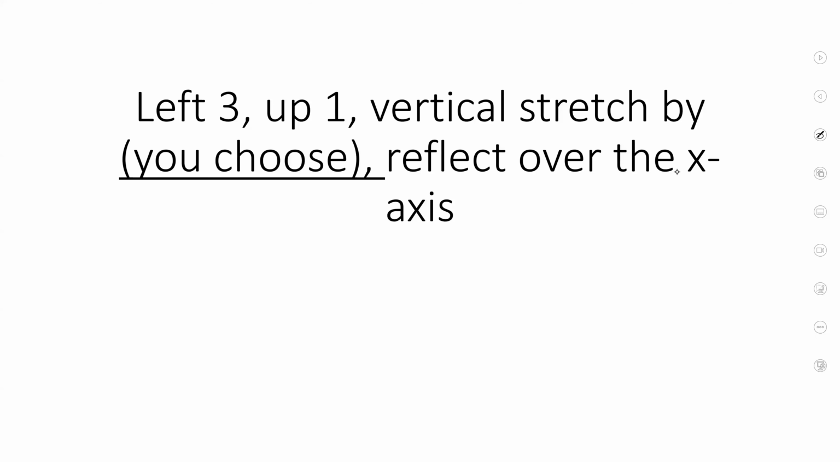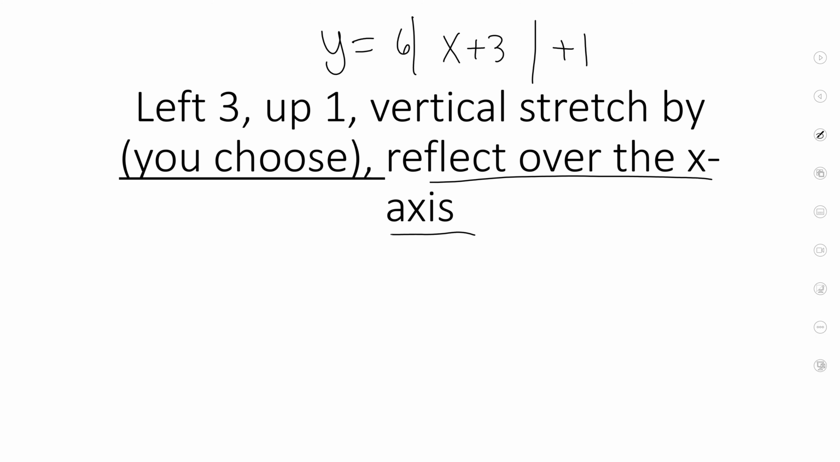So the answer to this one, your equation, it went to the left. So that'll be x plus 3. It went up 1. It's a vertical stretch. I need a number bigger than 1. 6. Okay. And then it says reflect over the x-axis, so I need a negative sign. So that's my equation. If you didn't want to put 6 there, you can put any number bigger than 1. You can put 200. You can put 7. You can put 3.